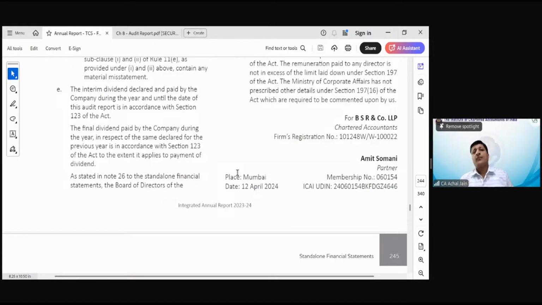Further, for every audit report, one code is required to be generated. This is called as UDIN. Now, what is this UDIN? It's the unique document identification number. Okay.